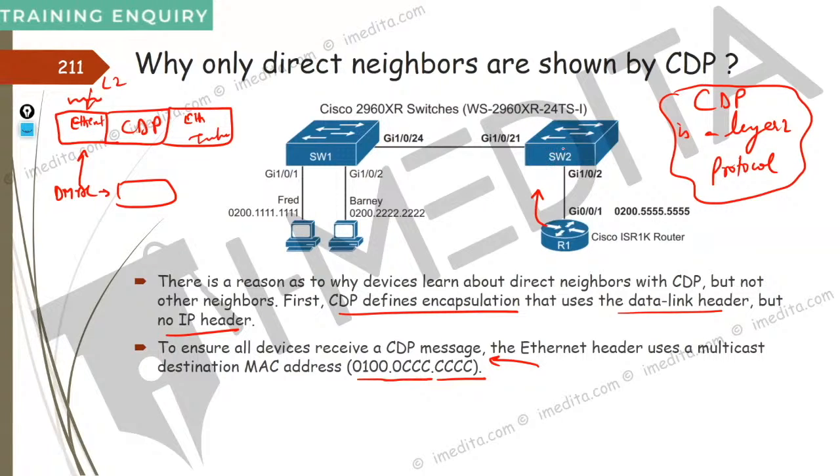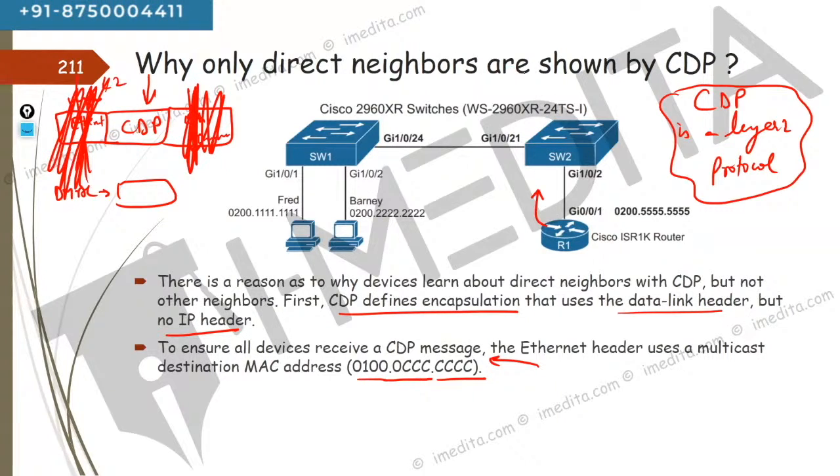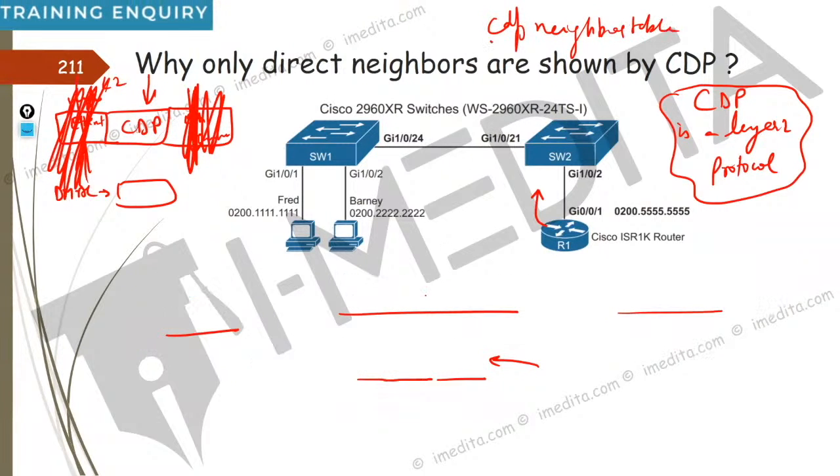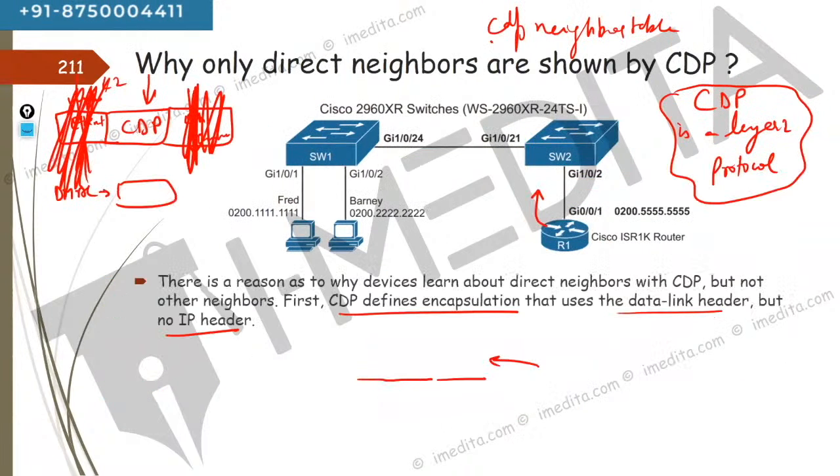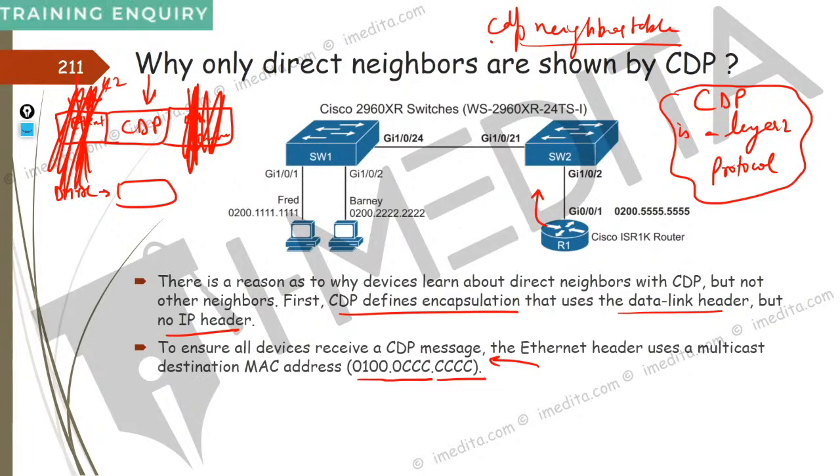Now, when switch 2 receives this, it will decapsulate it. It will remove this header and trailer, look at the CDP message, and populate the information in the CDP neighbor table, which we saw here. Once switch 2 has populated the CDP neighbor table, it discards the message. It cannot forward it further. Why? There is no IP header, so there is no routing that can be done for these messages.